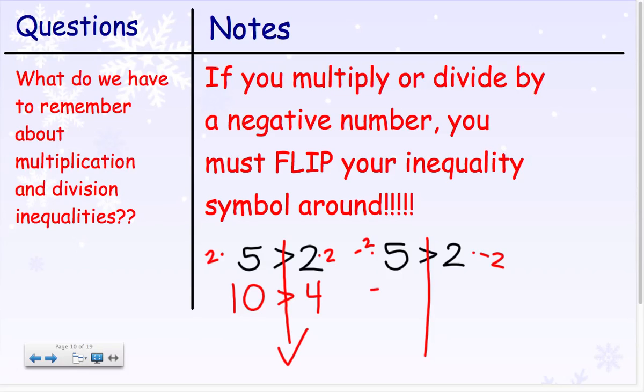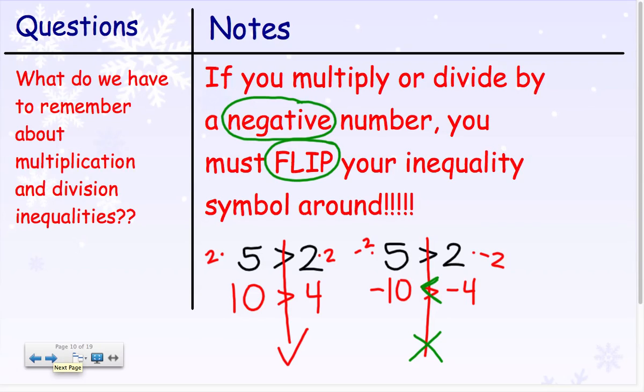Negative 2 times 5 is negative 10. Negative 2 times 2 is negative 4. Is negative 10 greater than negative 4? No, it is not. You have to flip your inequality symbol in order for this inequality to stay true. So that's why the rule says you must flip your inequality if you multiply or divide by a negative. When we multiplied both sides by a negative 2, our inequality became untrue when we solved. So we have to flip it around in order for it to remain true.